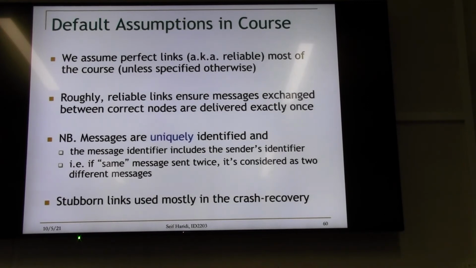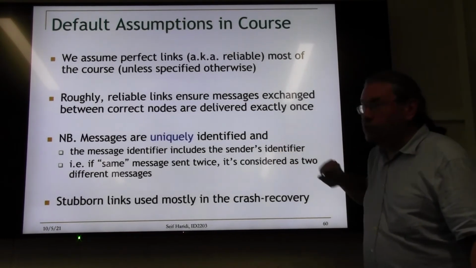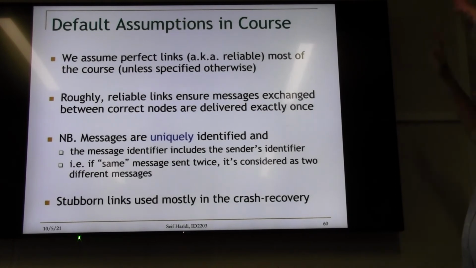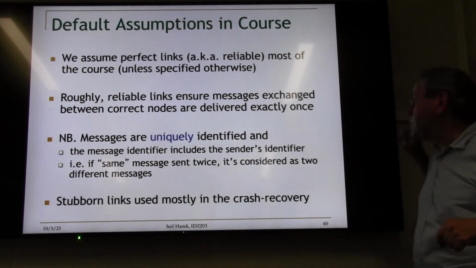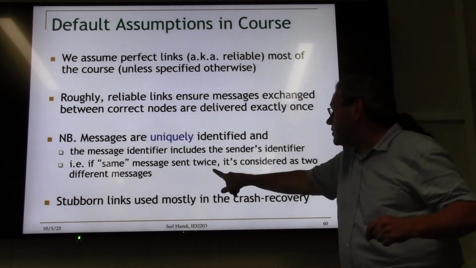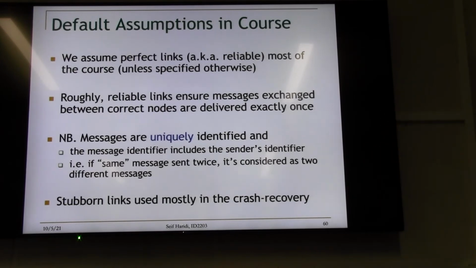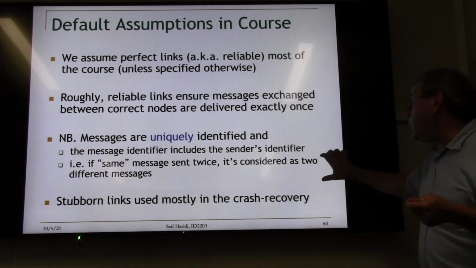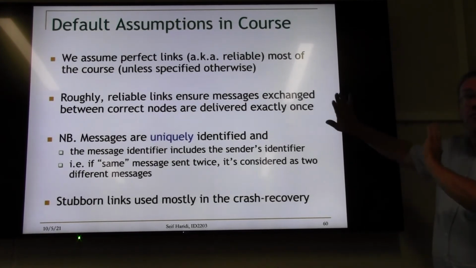So in the rest of the course, we're going to assume perfect links. I did this because real-world networks are usually more like this, whereas for the algorithms we want, we like perfect links. Messages exchanged between correct nodes are delivered exactly once. We will also assume that messages are unique for the rest of the course. So the message identifier includes the sender's identifier. Also, if the same message content is sent twice, we're going to assume it's two different messages. So each message is unique.